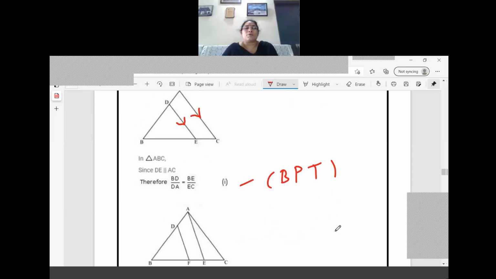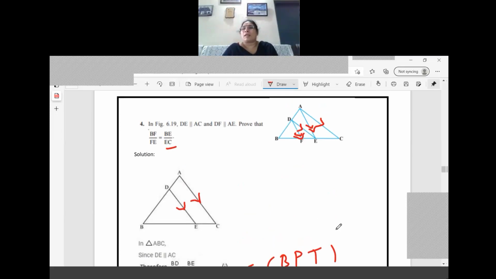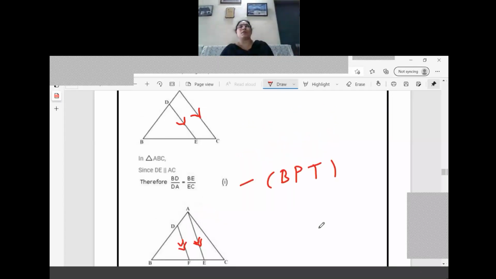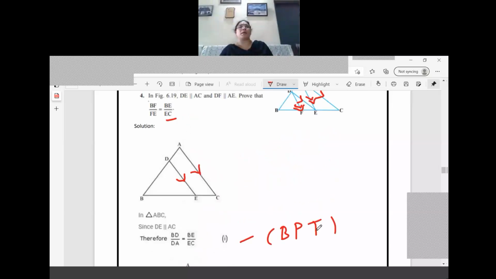Next, we got the first equation. Similarly, we are going for the second line. What is the second line? DF parallel to AE. So I'll mark here DF parallel to AE. Now I think the diagram is very clear to you, which parallel line is to be considered. Now we should go again for what is to be proved. BF by FE equal to BE by EC.